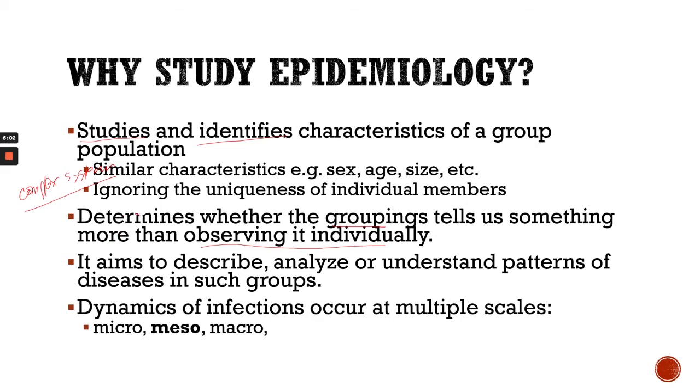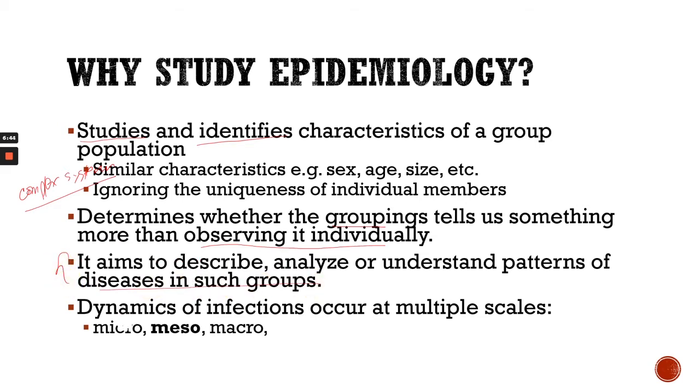Because we are all composed of different atoms, but the same atoms and molecules, say the same electron, the same proton, yet if we group them together, different properties emerge. It could become water, it could become oil, but those are composed of the same atoms, right? They have the same fundamental particles: the proton, the neutron, the electrons. It's like that. And so, epidemiology aims to describe, analyze, or understand patterns of diseases in such groups.